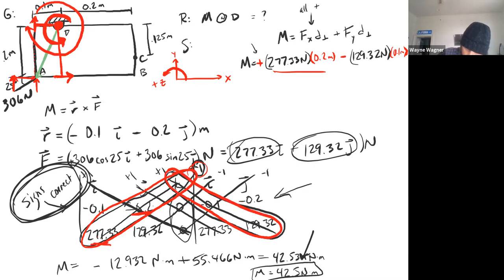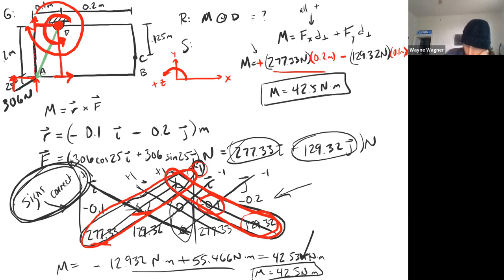We've got the negative 0.1 times 129.32. Ultimately, I don't even need to put this in my calculator because you can see that we're going to get the exact same answer, right? So we're going to get moment equals 42.5 newtons times meters.